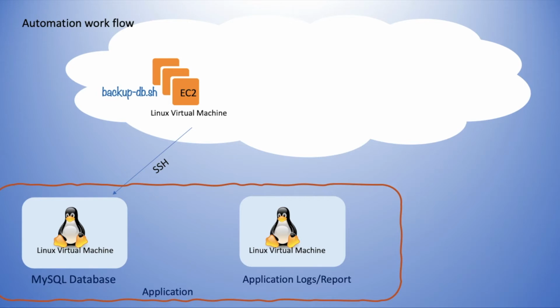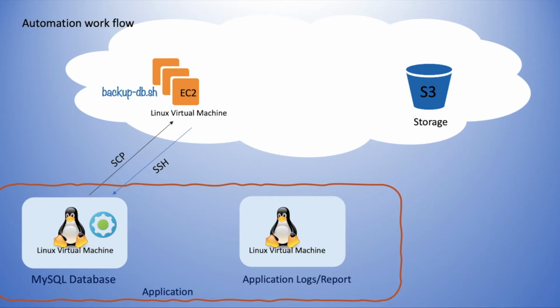So the script will connect to the MySQL database, execute and take the dump, and then take a copy of the report generated on the MySQL DB. The dump that is generated will be copied to the EC2 machine on the cloud. After that, we have taken one S3 bucket, and in that bucket we are going to store all our DB backup files.